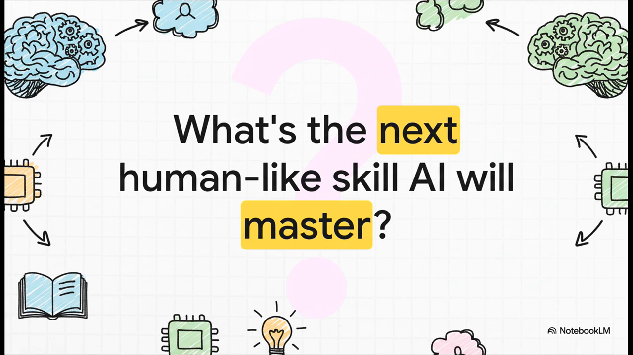So, I'll leave you with this thought. We've managed to teach AI to learn broadly and then specialize, which is a really deeply human trait. Now that it can transfer knowledge so effectively, what's the next human-like learning skill it's going to master? Real common sense? Maybe genuine creativity? That right there, that's the question that's driving the entire field of AI forward today.